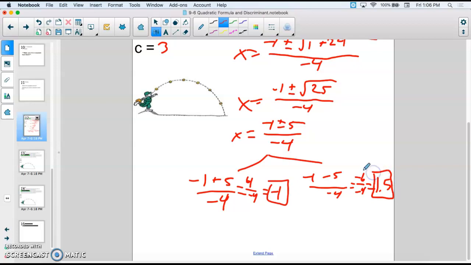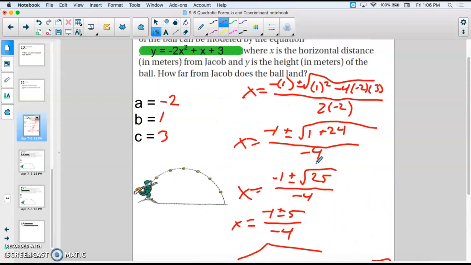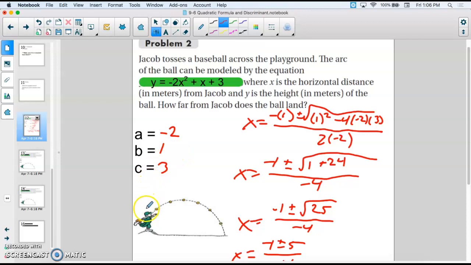Now yesterday we were done, but now we have context, right? Jacob is tossing a ball across the playground. The arc of the ball can be modeled by that equation, where x is the horizontal distance in meters from Jacob. Our question asks, how far from Jacob does the ball land?